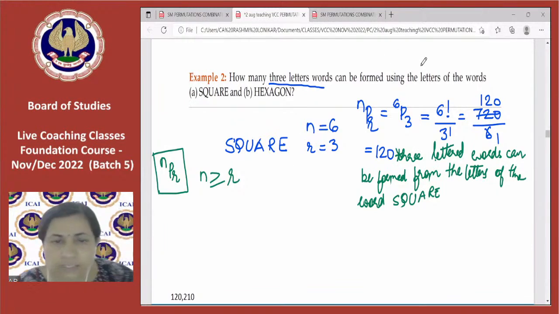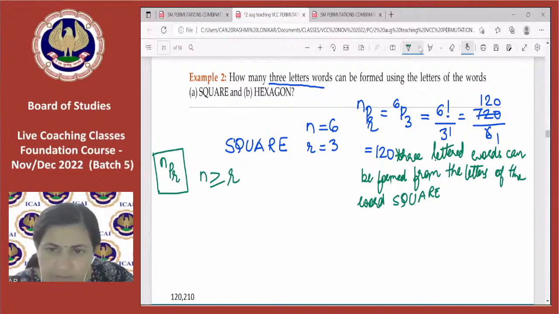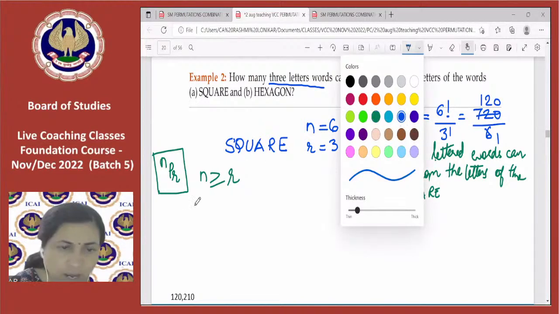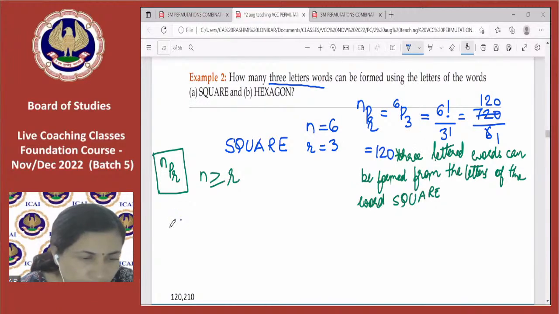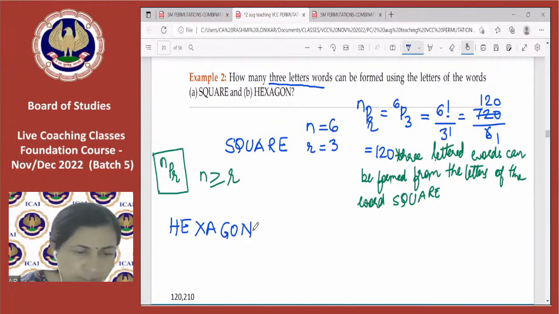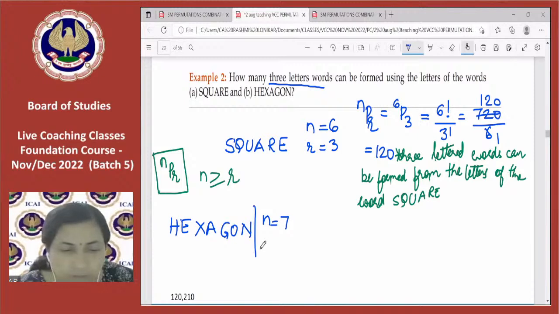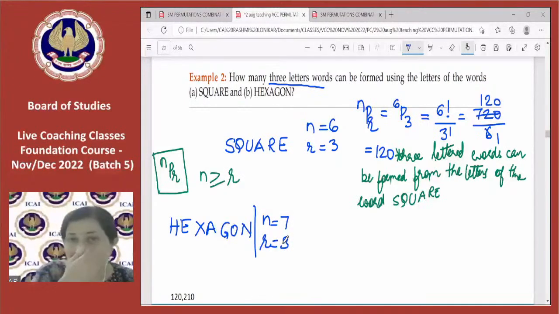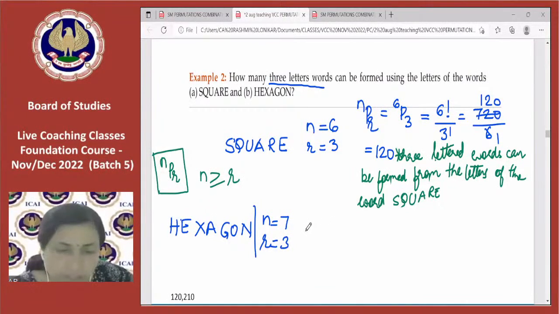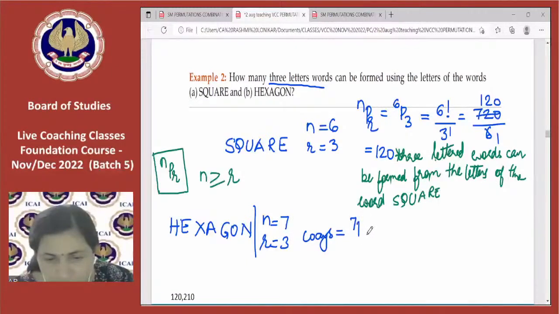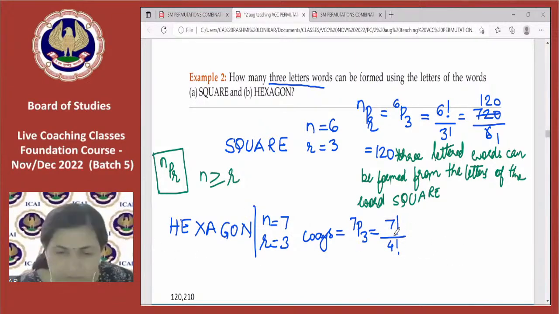Okay. Now let us see the other word, hexagon. How many 3-lettered words can I form with the word hexagon? H-E-X-A-G-O-N. 1, 2, 3, 4, 5, 6, 7. So there are 7 letters. So N is equal to 7. What is the value of R? R is 3 because I want to find out 3-lettered words. So what is the number of ways? Number of ways is equal to 7P3, which is equal to 7 factorial upon 4 factorial.